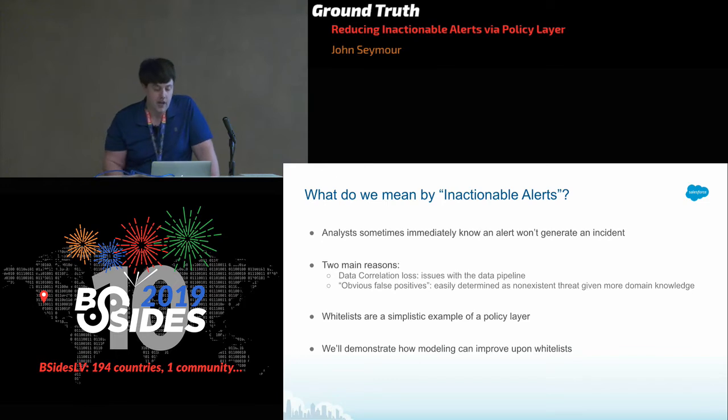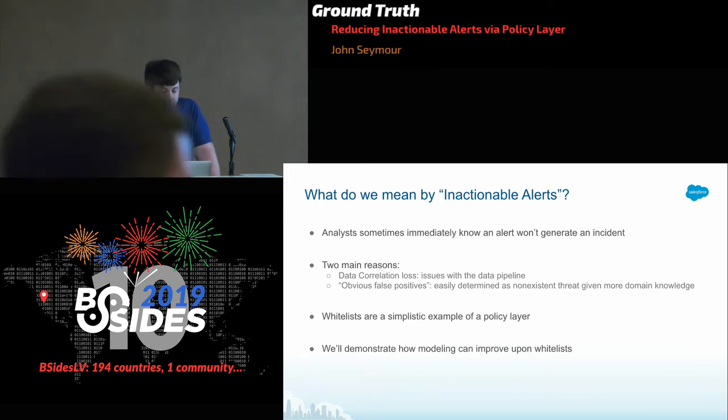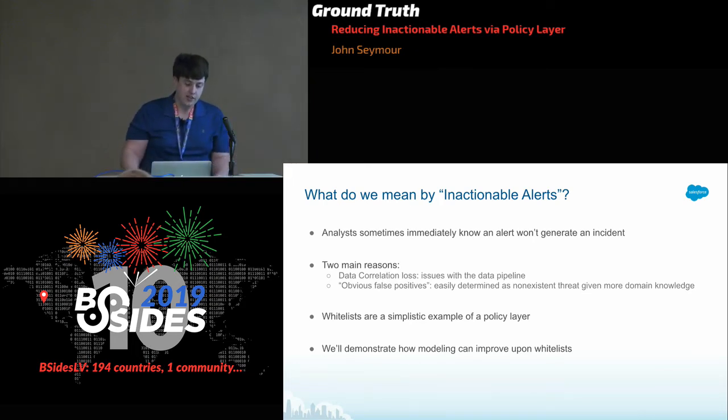Generally, we've seen these handled after the fact. A whitelist is added, which says simply, even if the rule or the model says this is bad, don't alert on it. You can think of whitelists as a simplistic example of a policy layer which addresses the two causes of inactionable alerts. In this talk, we'll demonstrate how even simple modeling improves upon whitelists, and further we'll argue that modeling whitelists separately from modeling suspicious events is actually a natural approach to the problem.